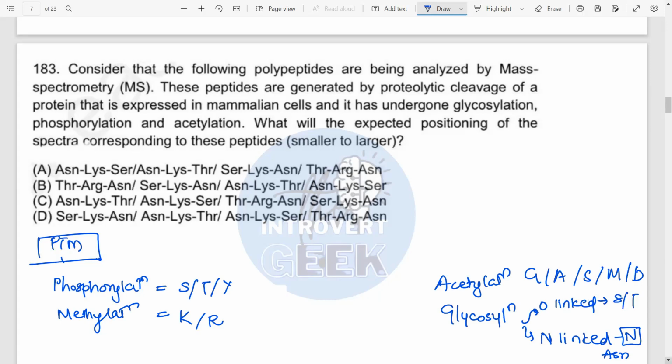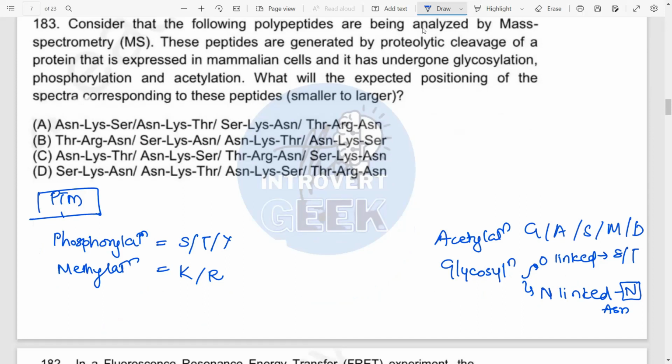So now the question here is, consider the following polypeptides that have been analyzed by mass spec. The peptides are generated by cleavage of a protein expressed in mammalian cell, and it has undergone glycosylation, means it has been added with sugars at either serine, threonine, or asparagine. Phosphorylation, that is, the phosphate group might have been attached to the serine, threonine, or tyrosine, and acetylation, that is at all of these amino acids. What will be the expected positioning of the spectra corresponding to these peptides, smaller to larger?